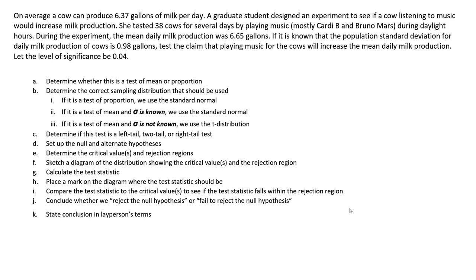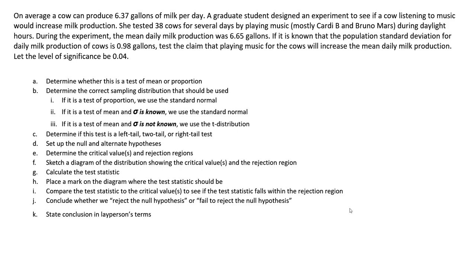If it is known that the population standard deviation for daily milk production of cows is 0.98 gallons, test the claim that playing music for the cows will increase the mean daily milk production. Let the level of significance be 0.04.